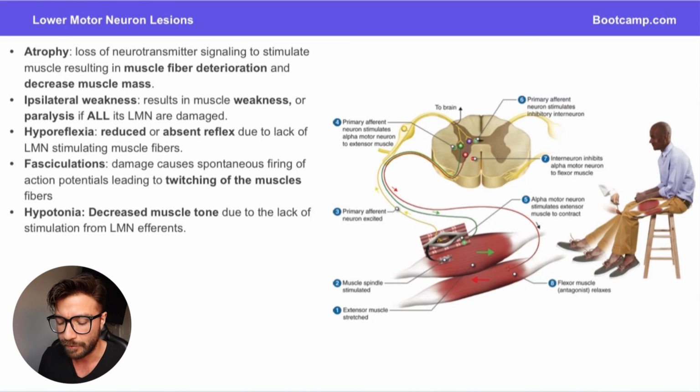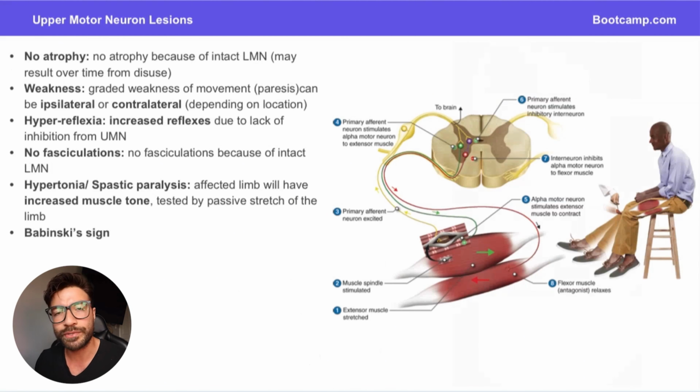So those are called fasciculations. And then we're also going to see hypotonia, and this is decreased muscle tone because we no longer have signal. We no longer have that signal maintaining the tone of the muscle. So what you're going to see is a decreased muscle tone in that area.